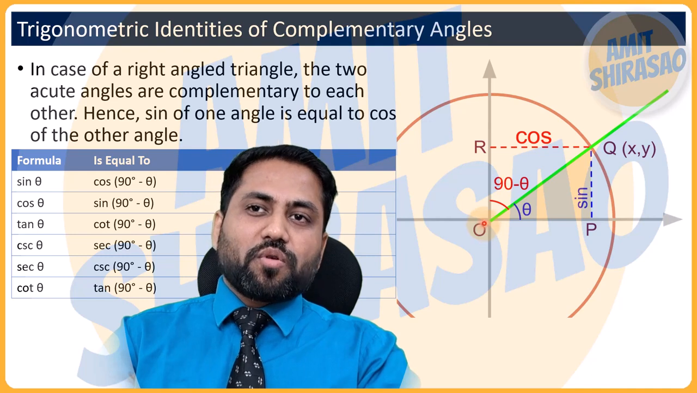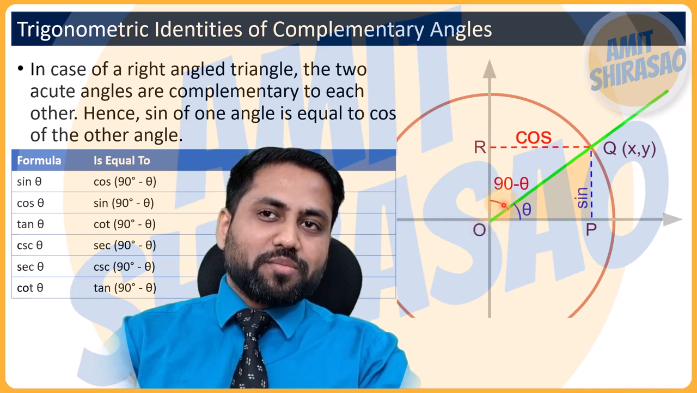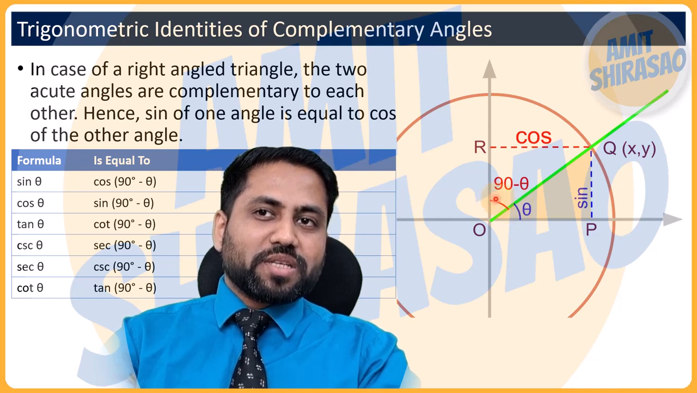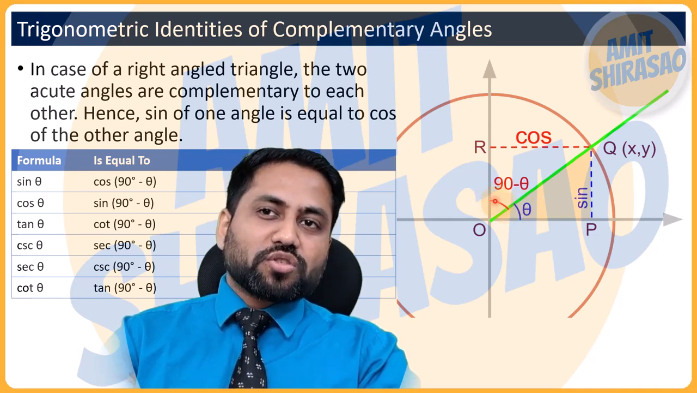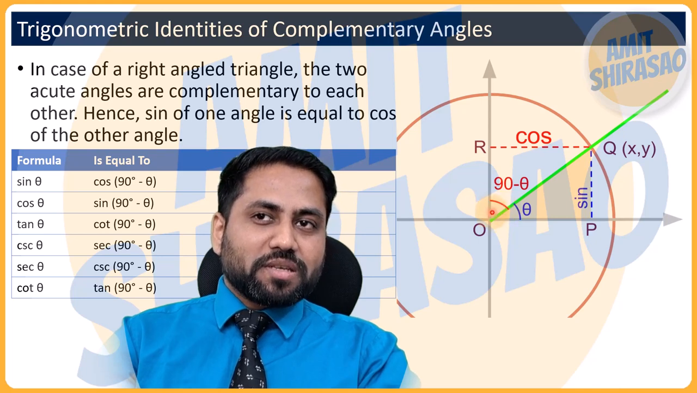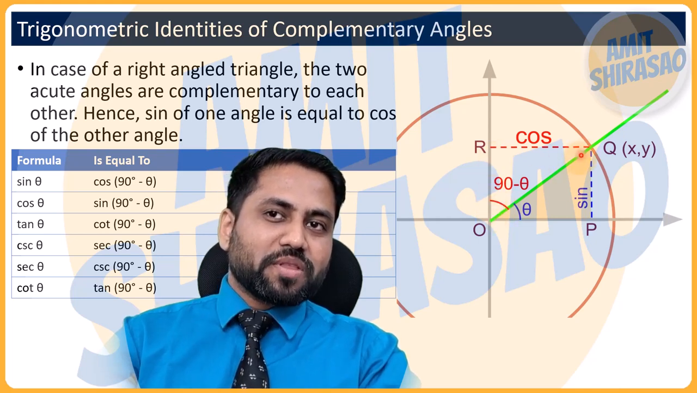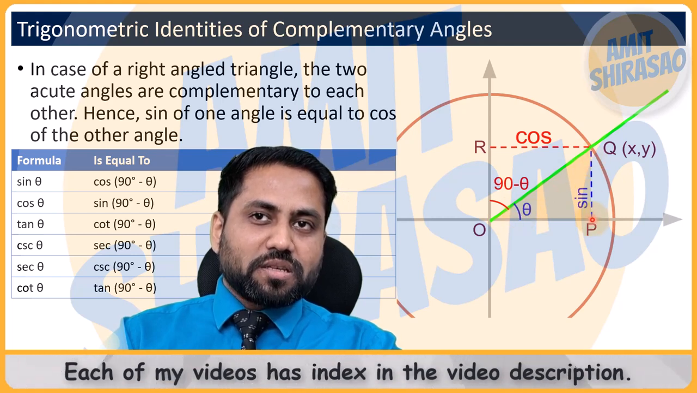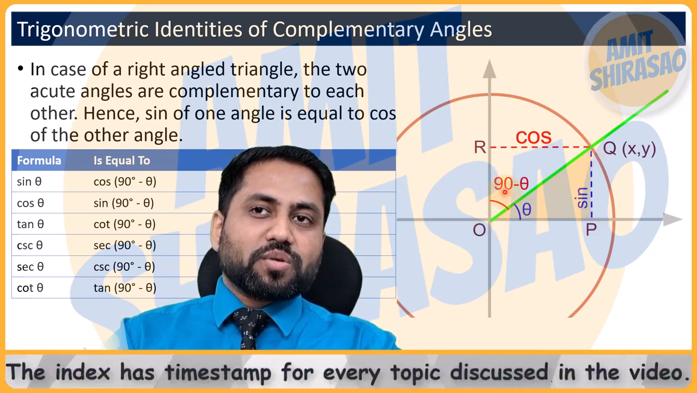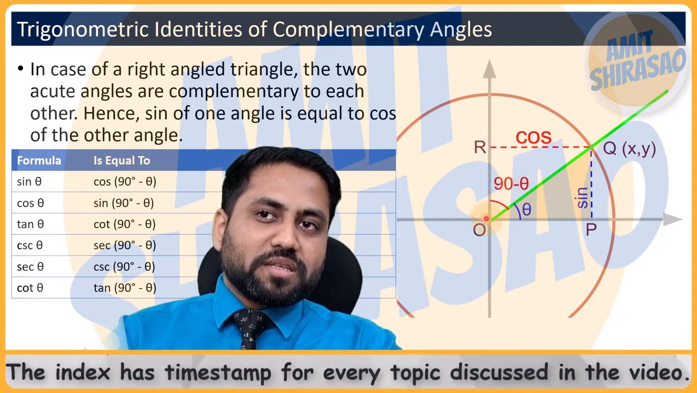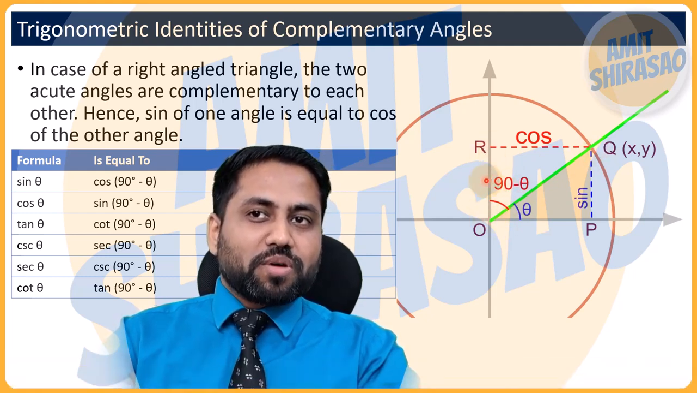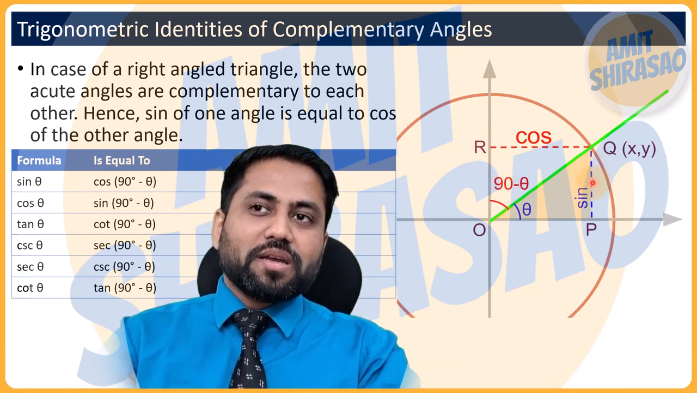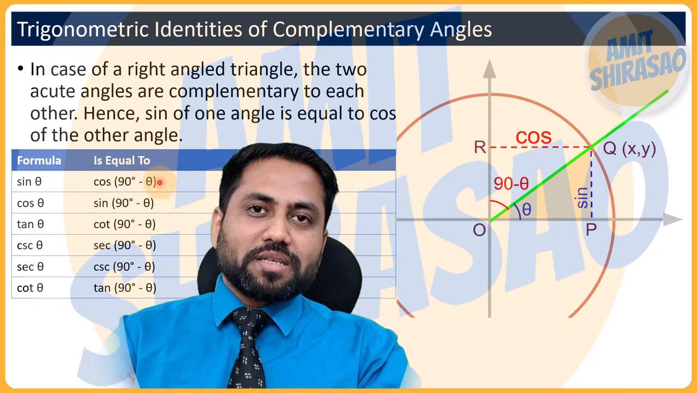Now what is 90 minus theta? This angle, right? Because the addition of these two angles is 90 degrees. So 90 minus theta is this. So if I find cos of this 90 minus theta, it means the adjacent side upon the hypotenuse. Got the idea? So sine of theta is this upon hypotenuse, and cos of 90 minus theta is this upon hypotenuse, but this side and this side are equal, right? And that's why you can say that sine theta is equal to cos 90 minus theta.